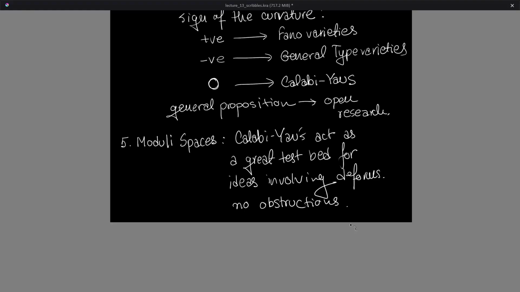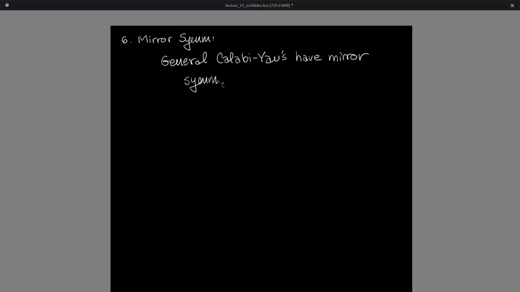And so that provides an interesting arena in testing the ideas, because it's the simplest case. It's the simplest arena where you can talk about these deformations. Once you introduce these obstructions, now all of your equations become nonlinear, and it's more difficult. And then, of course, as I said before, mirror symmetry. Whether or not Calabi-Yaus, so general Calabi-Yaus, have mirror symmetry is an open field of research.